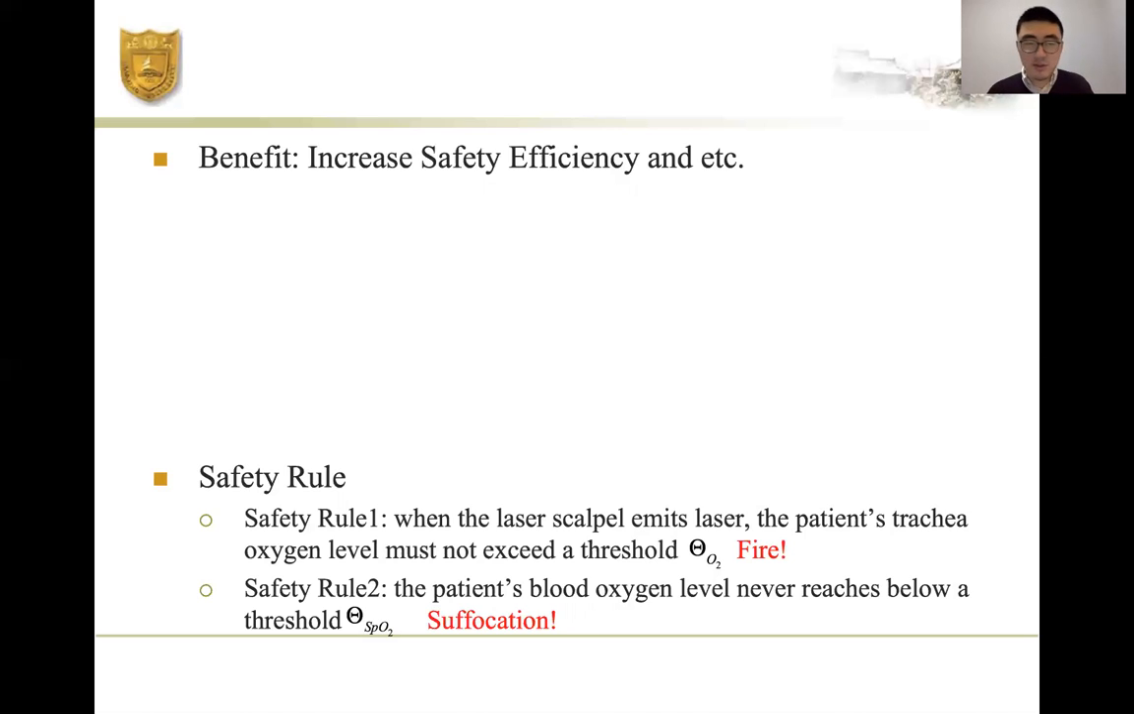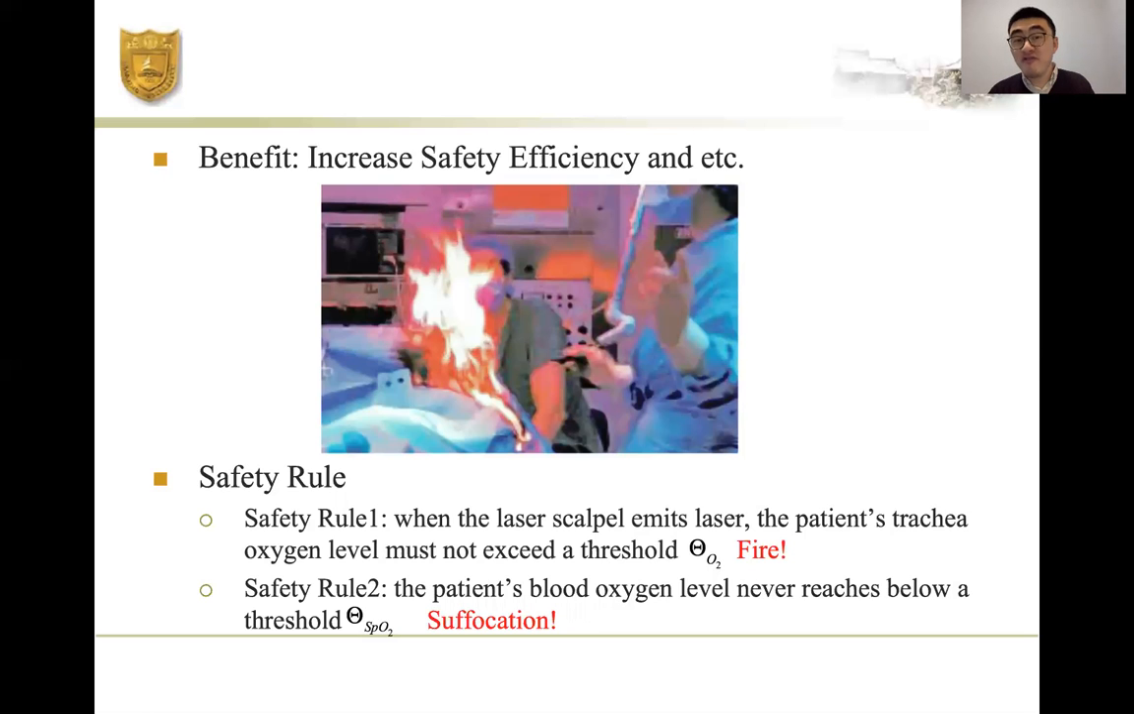But here we also meet two safety rules. Safety rule one: when the laser scalpel emits laser, the patient's trachea oxygen level must not exceed a threshold. Otherwise, what would happen? It will be a fire, right? If the oxygen level in a patient's trachea exceeds a threshold and you emit a laser, it will be a fire. That's the last thing that we want, right?